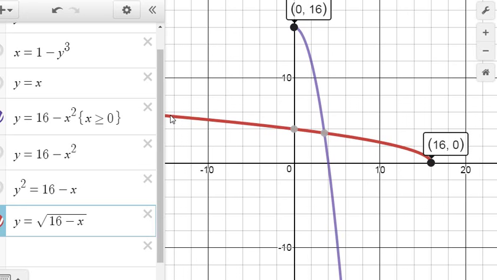So yeah, the domain goes all the way up to 16. That's where it stops. So that's the right-hand endpoint. And then you've got the left-hand endpoint. It would be negative infinity.